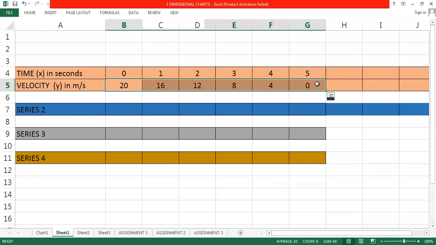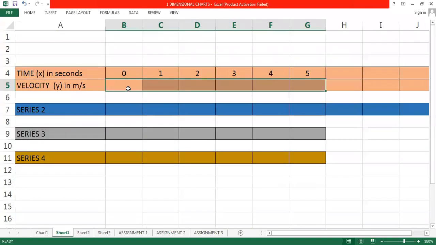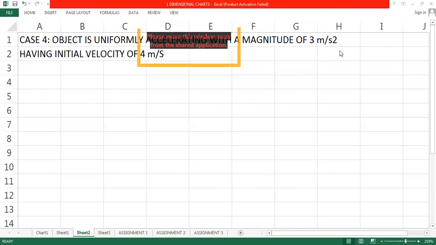So what's the initial velocity? The initial velocity of the moving object is 4 meter per second. So when I started, the object is already having the velocity of 4 meter per second. Then the object is uniformly accelerating. So can you say me, what's the magnitude of acceleration? 3 meter per second square.